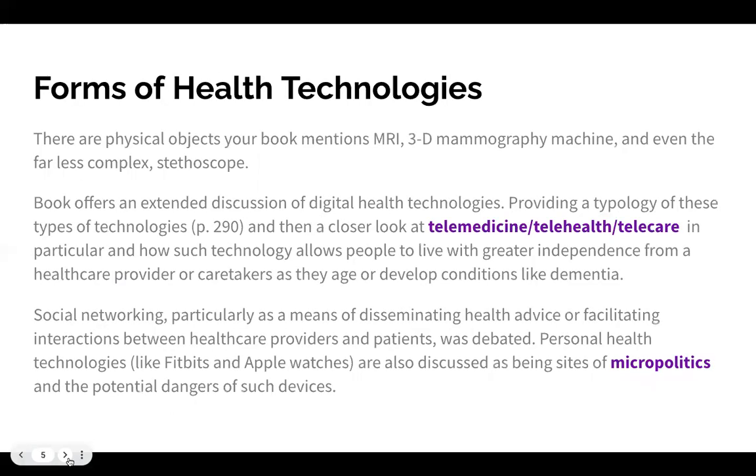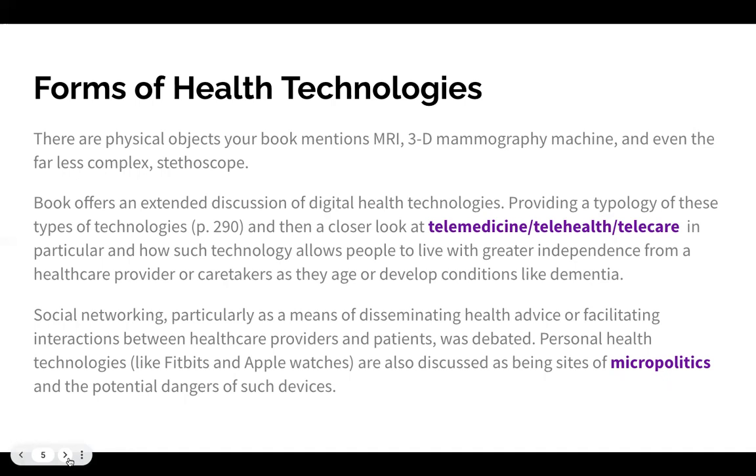So then, for most of the rest of the book, it really starts to focus on forms of health technologies. And although they begin by reminding you about actual physical objects, things like MRI scanners, mammography machines, even the far less complex stethoscope, they largely focus and have an extended discussion on digital health technologies. These are the more complex technologies. These are usually the newer modalities.